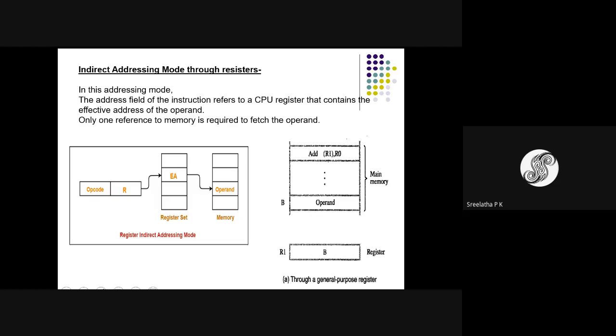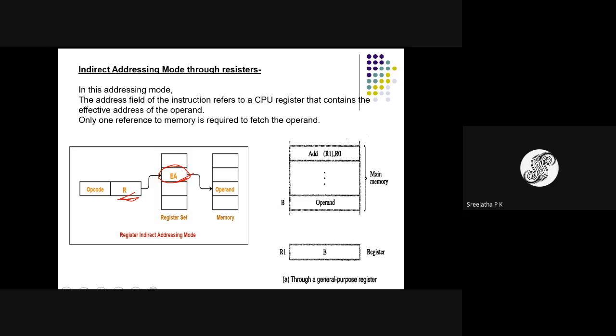Next, addressing mode through registers. Here the operand address is present in a register. The content of register R gives the actual address in memory where the operand is present. It gives the address of the memory location where the operand is actually present.